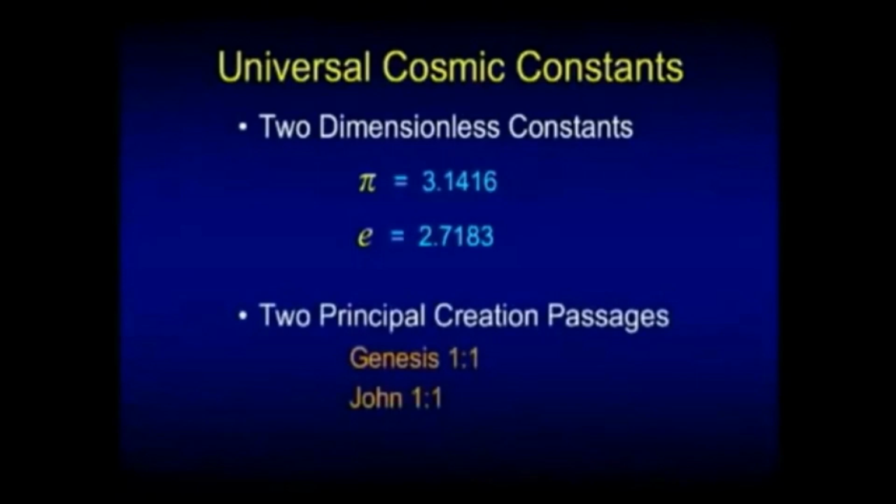We have two universal cosmic constants, or two dimensionless constants in the world as we know it, and that is pi and e. And we have two principal creation passages, Genesis 1:1 and John 1:1. And when we analyze these passages, what we find is absolutely remarkable.